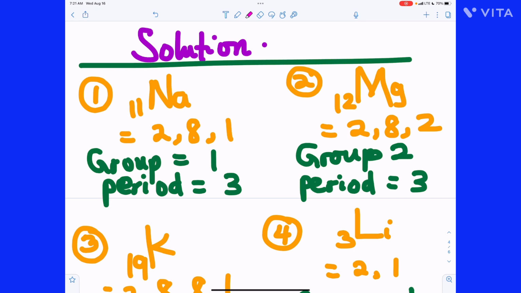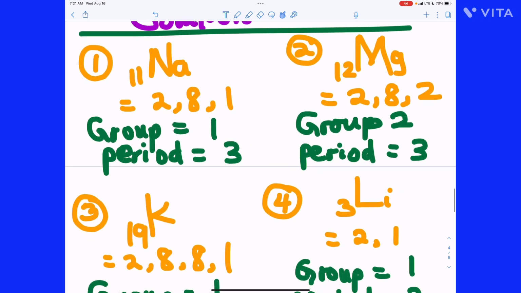And to know the period, just count the number of values you have written. How many values have I written here? I've written 3 values. So, sodium belongs to period 3. But to determine the group, you just look at the last value in the shell configuration, which is 1 here. So, sodium is in group 1.